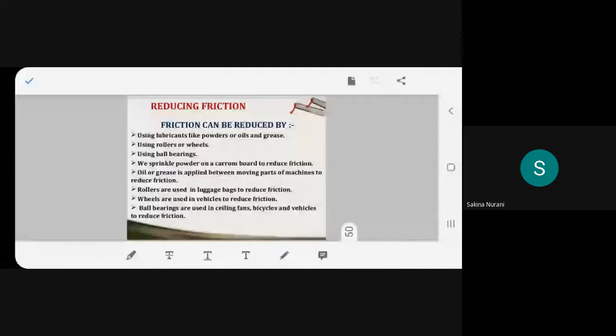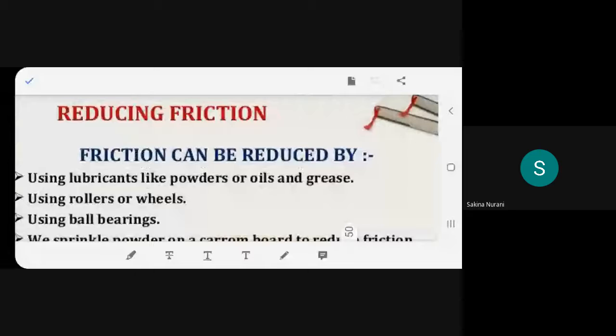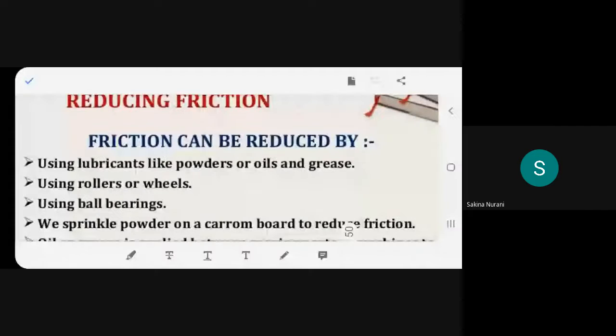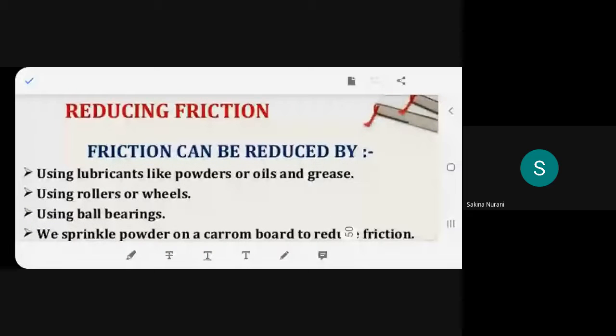How do we reduce friction? Ma'am, you are not audible. Please do it. Now, hello. Now better? Yes, ma'am. Okay, read. Hello, ma'am, you are clear. Okay, ma'am, read better then.